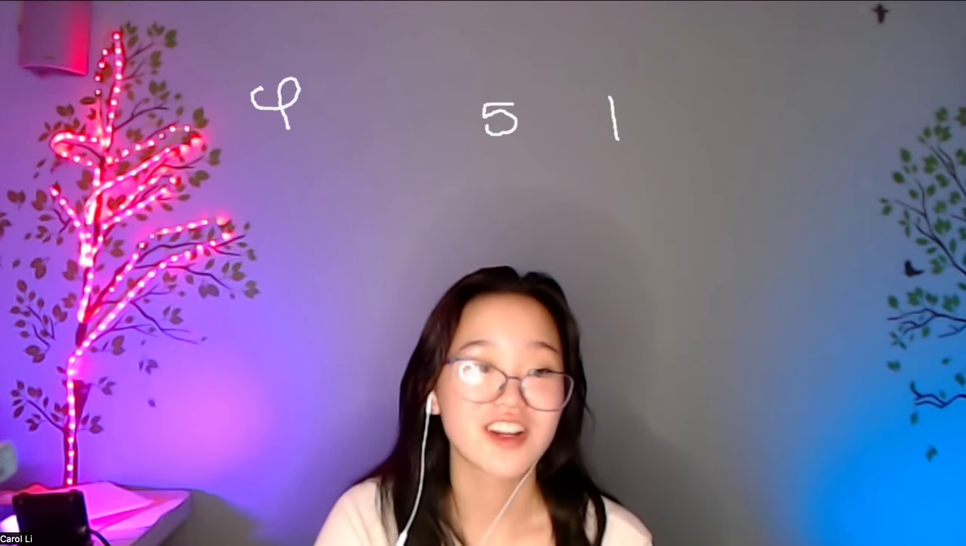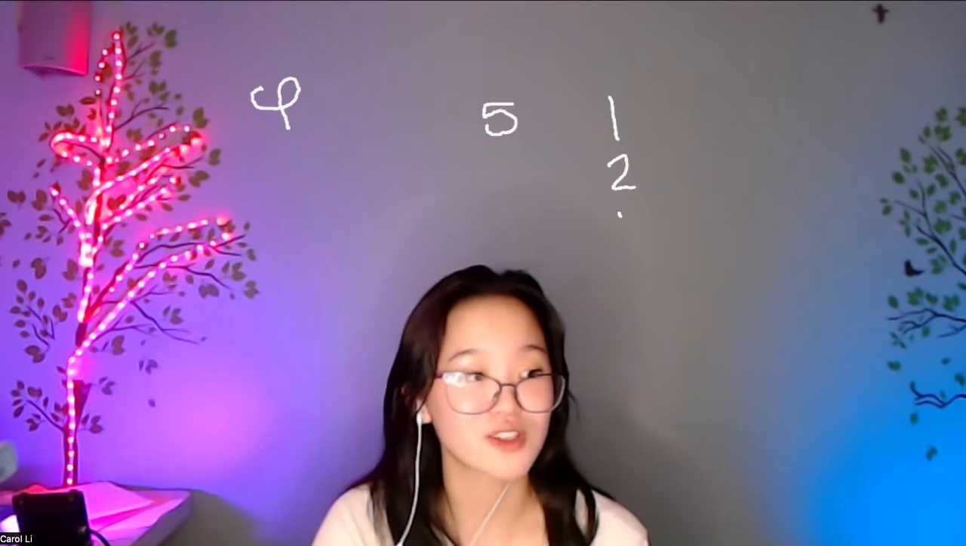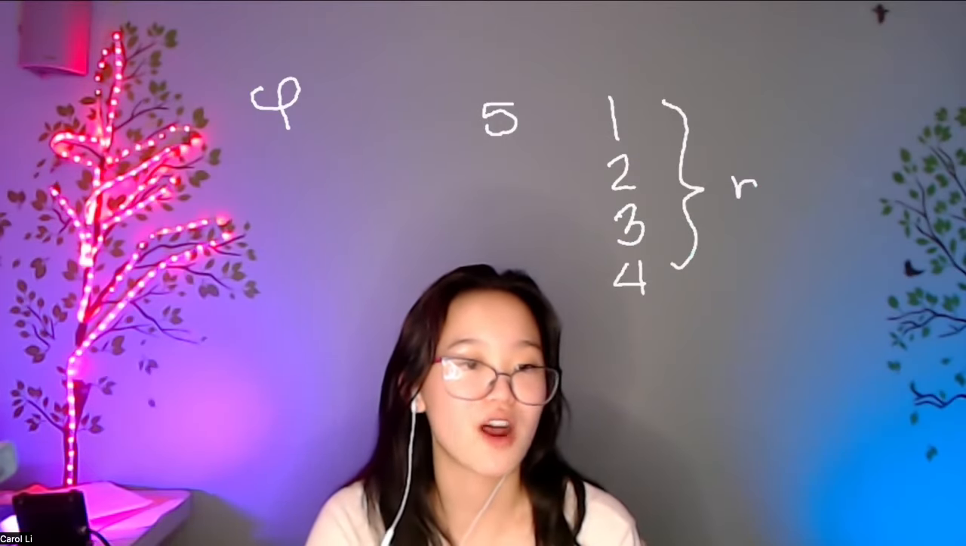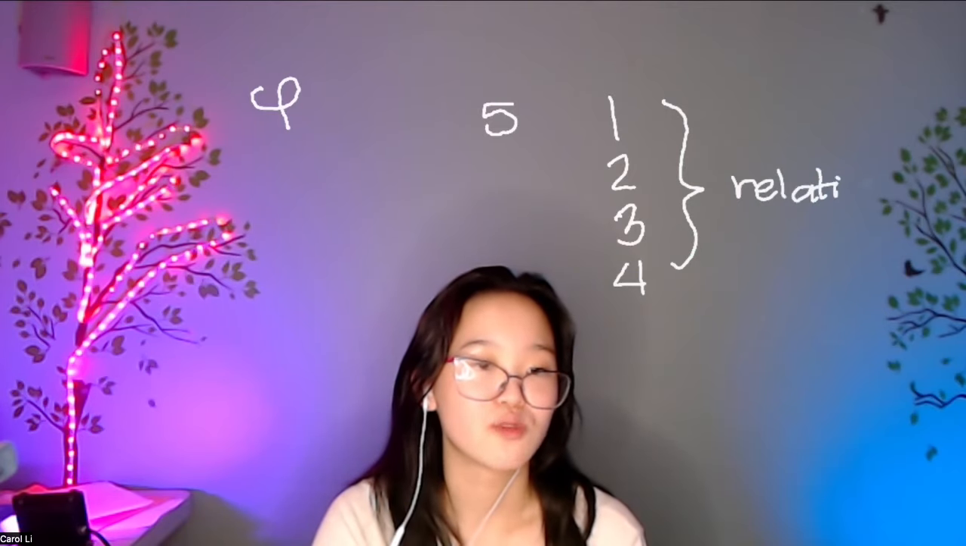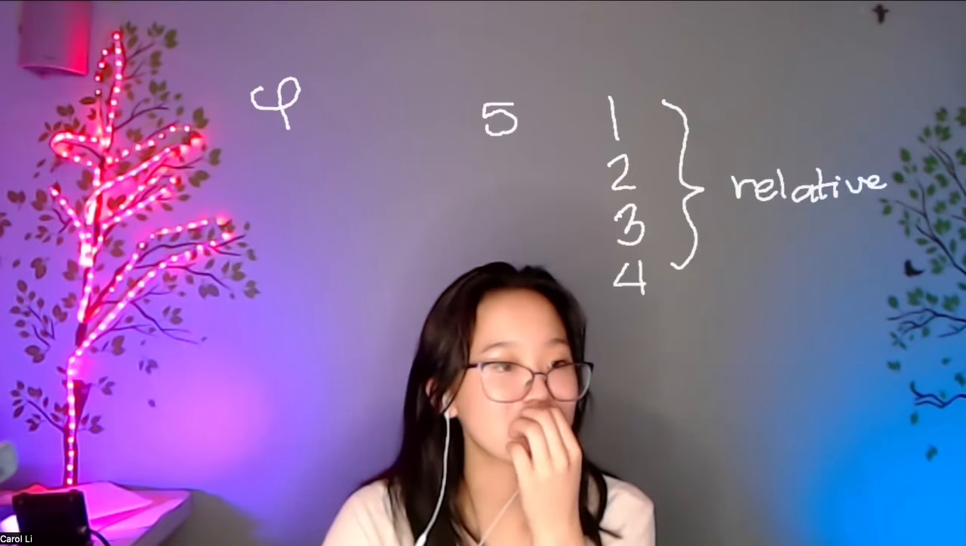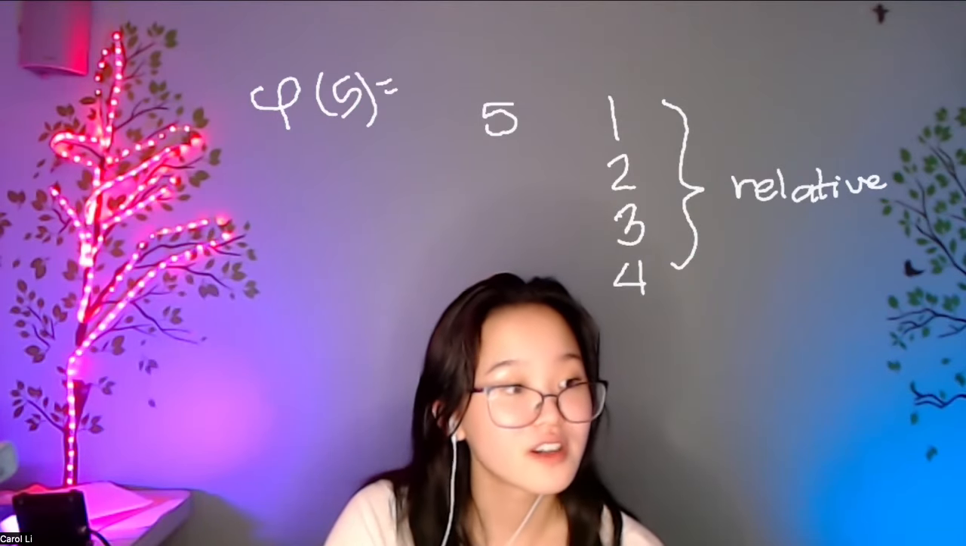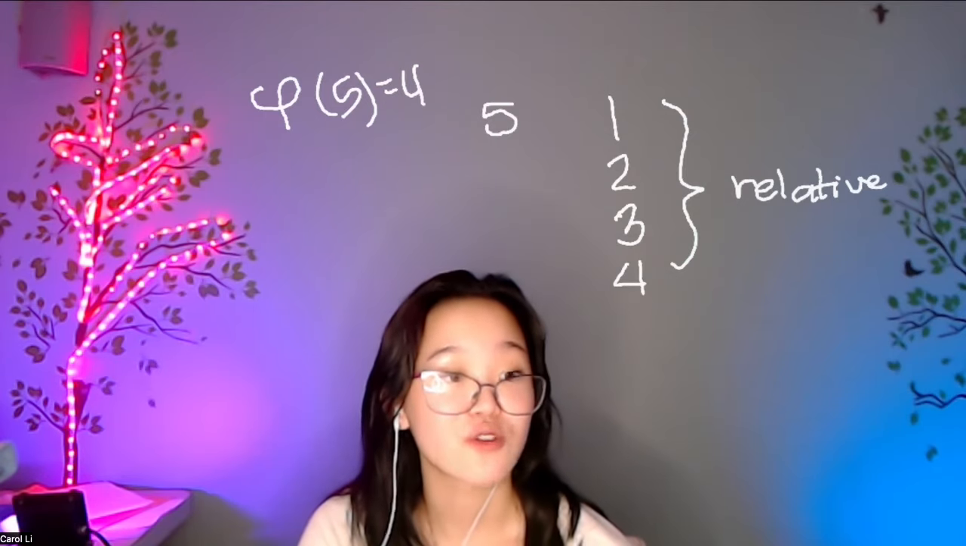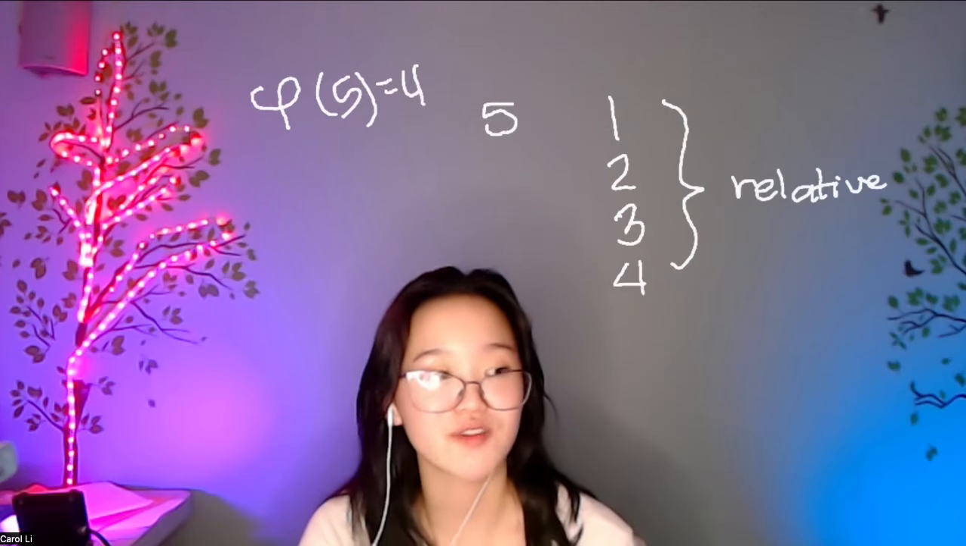The phi function tells you how many positive integers less than, let's say, 5, are relatively prime to it. Do 1 and 5 share any divisor? No, the greatest common divisor is 1. With 2 it's also 1, with 3 it's also 1, with 4 it's also 1. So all these are relatively prime. So phi of 5 would be 4, because there are 4 positive integers less than 5 whose greatest common divisor with 5 is 1.